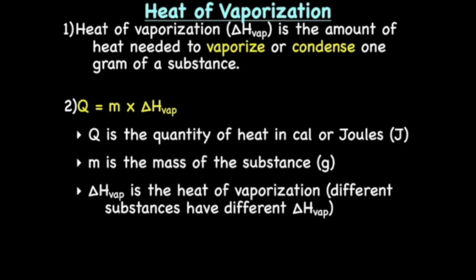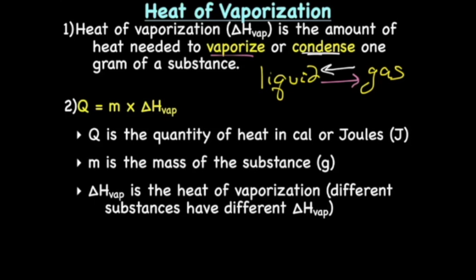Next up, heat of vaporization. Heat of vaporization, or delta H vap, is the amount of heat needed to either vaporize or condense 1 gram of a substance. So if we're vaporizing or condensing, we're talking about the liquid and gas phases. So if we're vaporizing, we're going from liquid to gas. And if we're condensing, we're going from gas to a liquid.